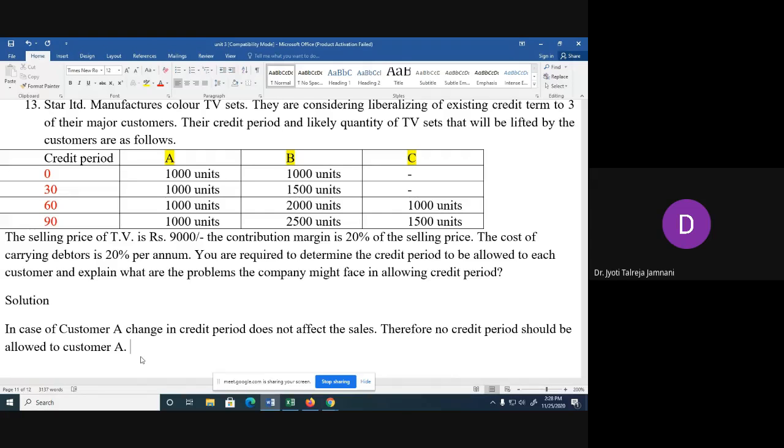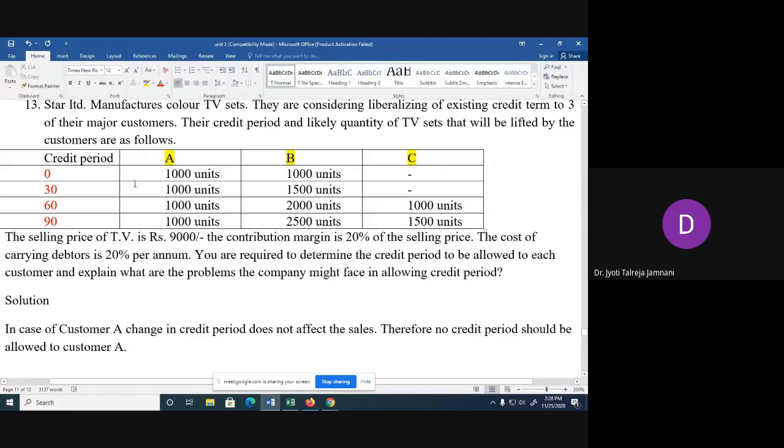In case of customer A, even if you give him credit, he is going to buy only that 1,000 units of TV. So sales are not increasing when we give him credit. Therefore, there is no need to give him credit. Okay, any doubts still here? No, ma'am. Now for customer B, we will solve.